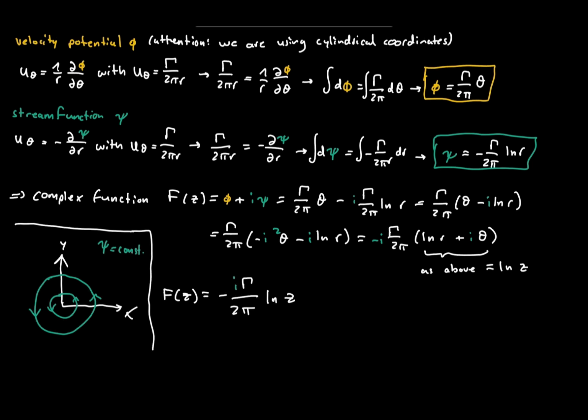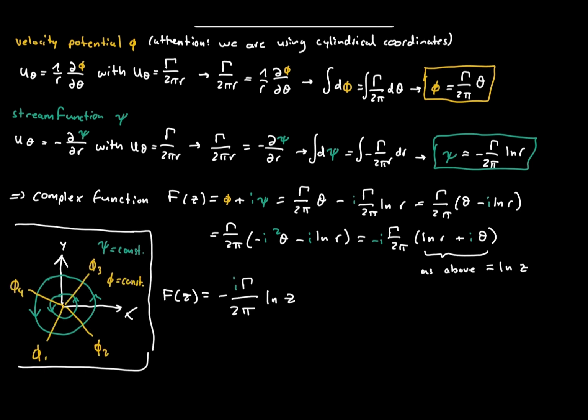The streamlines are circles around the origin. And here is an important point. Even though the fluid moves in circles, the flow is irrotational everywhere except at the center.